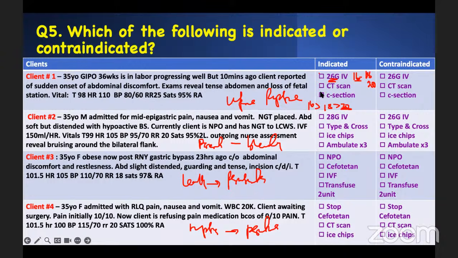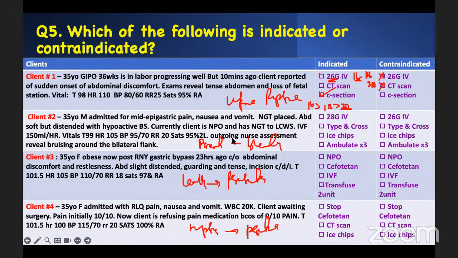The only thing that is indicated here is the C-section. What is contraindicated? This and that. So you don't need to put 26 gauge. You don't need to take the patient to CT scan because they're already in shock. There's nothing you're going to gain from it. The patient needs to go into C-section. Once again, anybody bleeding, choose 16, 18. If there's a 20 gauge there and there's no 16, 18, choose 20. But any number bigger than 20, don't pick it.